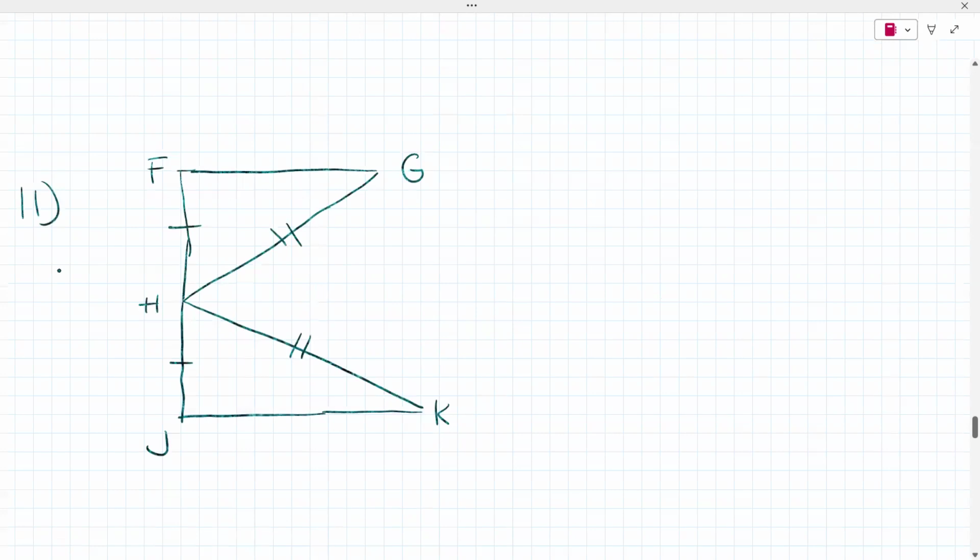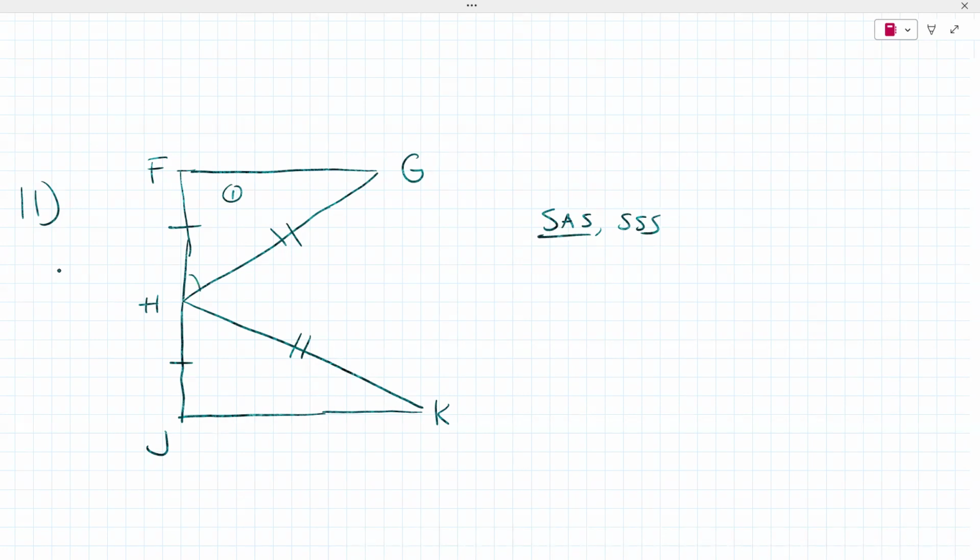Okay, what about 11? Is it SSS or SAS or even neither? I don't think it's SSS either because if you look at this triangle, there's no third check mark to represent a third congruent side length. You have one and then two check marks, that's it. And it's not SAS because there's no angle that's congruent.